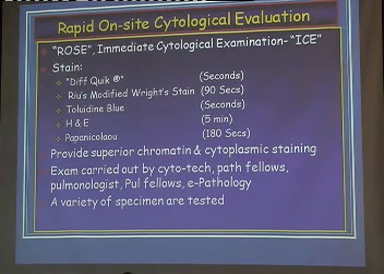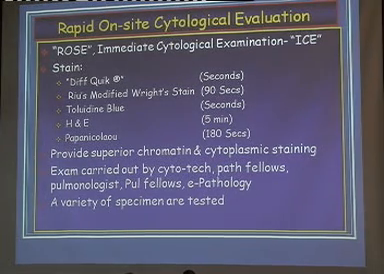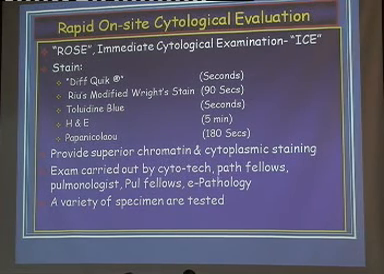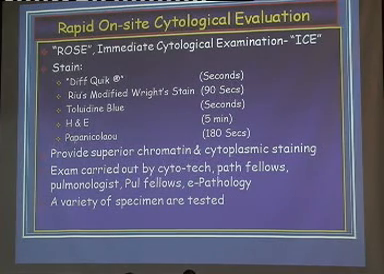Now, this is all institution or geography dependent. There are different ways you can do rapid on-site cytological examination, or ROSE. Immediate cytological examination is another term for that, referred to as ICE. ICE or ROSE are the two common terms utilized to describe rapid on-site cytological examination. Several different stains or methods can be used. Most commonly used is the Quick method, which is a trade name, and this particular exam is performed in seconds. It takes only a few seconds to carry out.